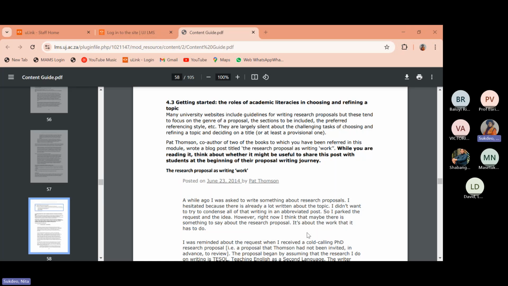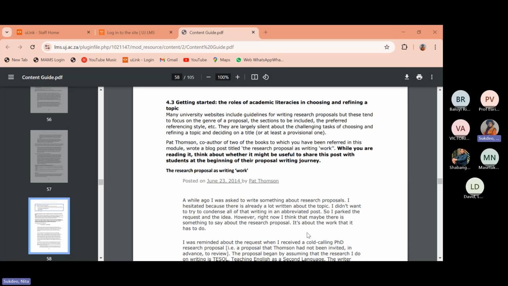Many university websites include guidelines for writing research proposals, but these tend to focus on generic proposals and genres. The sections to be included, the preferred reference style, and so on, are generally given to you, as this is what a provisional proposal should be.